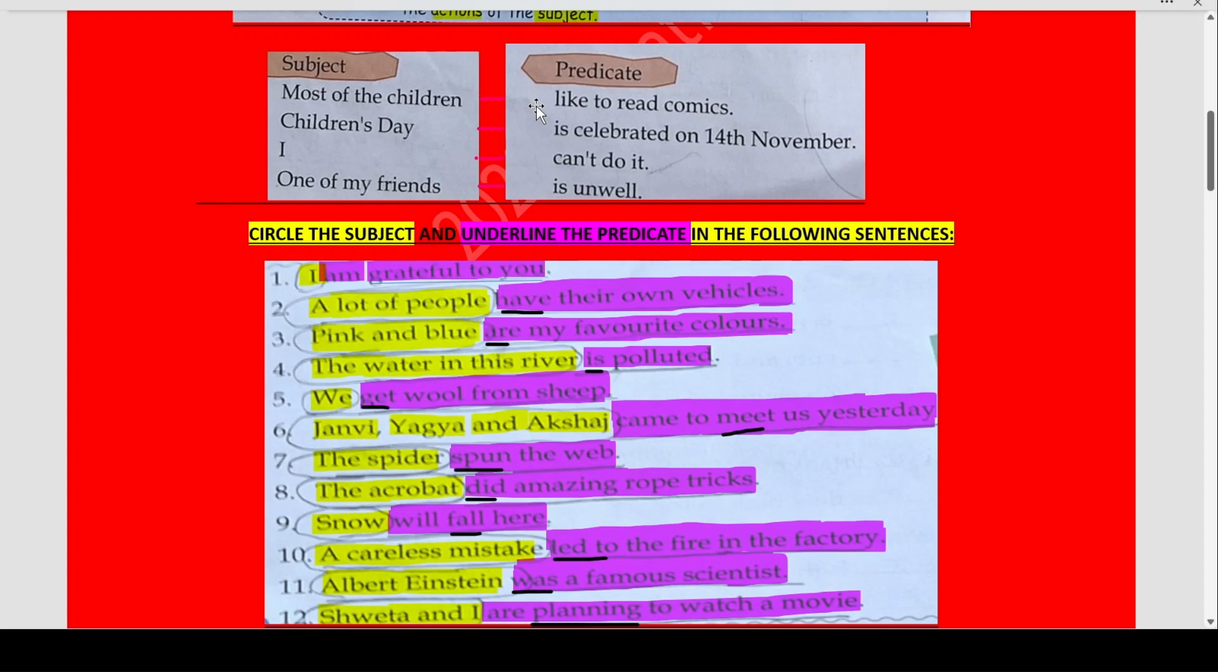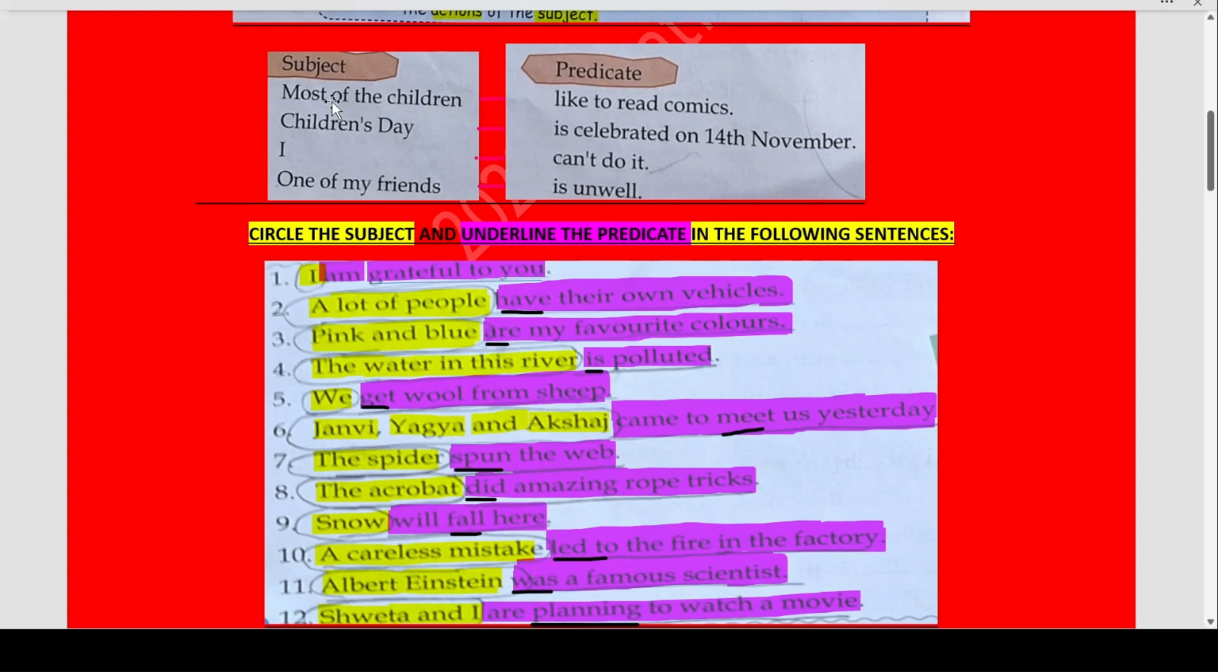Children's Day is celebrated on 14th November. What is our subject here? About what are we talking? We are talking about Children's Day. Is celebrated on 14th November is a predicate because celebrated is your verb which is present in the predicate part of the sentence.